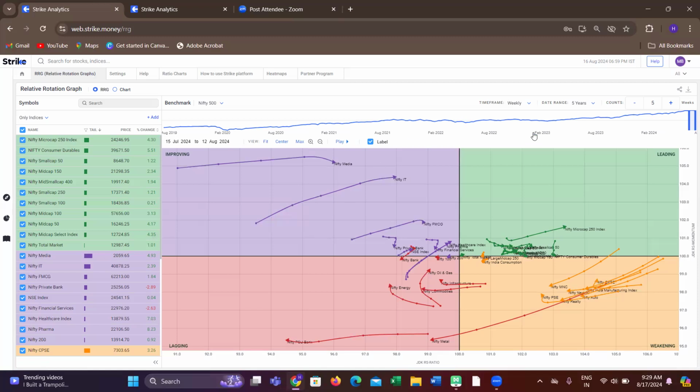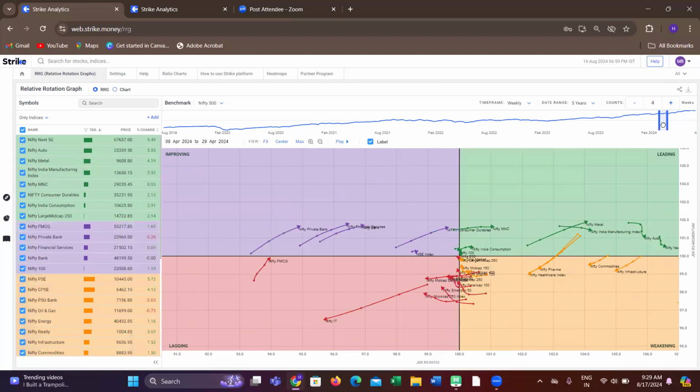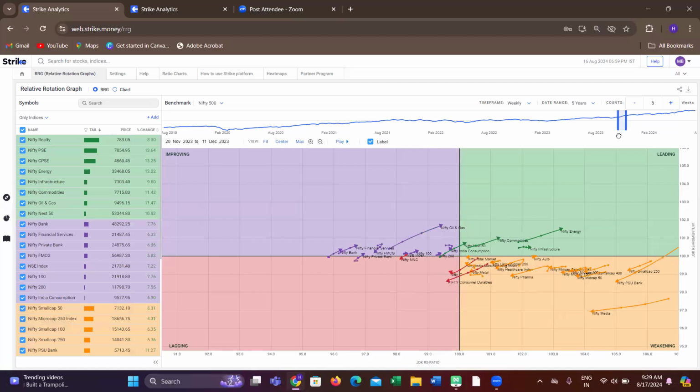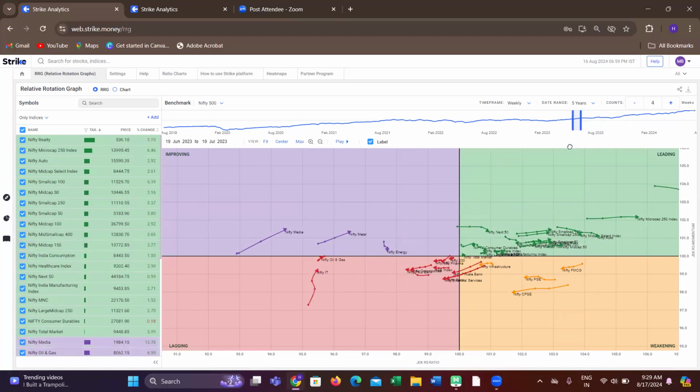So you can see a rotation. I can show you some glimpse of rotation as well. Just a minute. Yeah, I'll show you the rotation. Yeah, this is how the rotation happens. Look at this in the RRG chart, right? So this is the rotation. This is the rotation that you see.